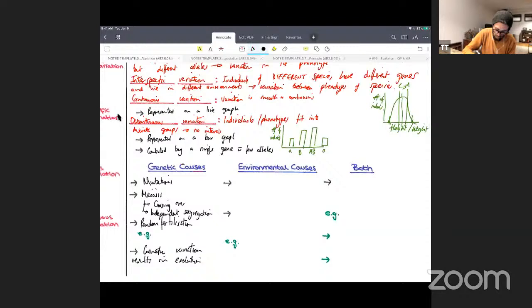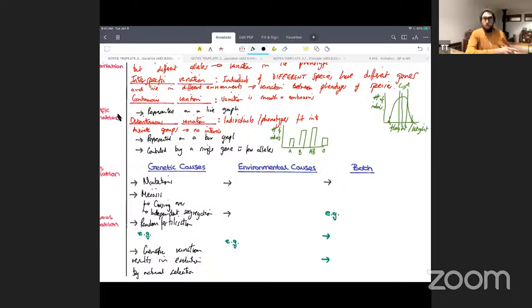Obviously, we've got natural selection. So the genetic variation creates new proteins, new phenotypes. Some of those phenotypes are better adapted for their environment. They are more likely to survive and reproduce. Some of those phenotypes are less likely to survive and reproduce and are more likely to become extinct.